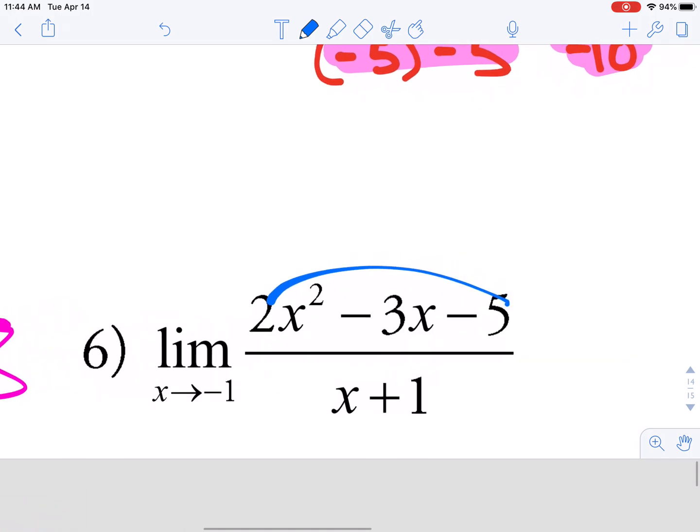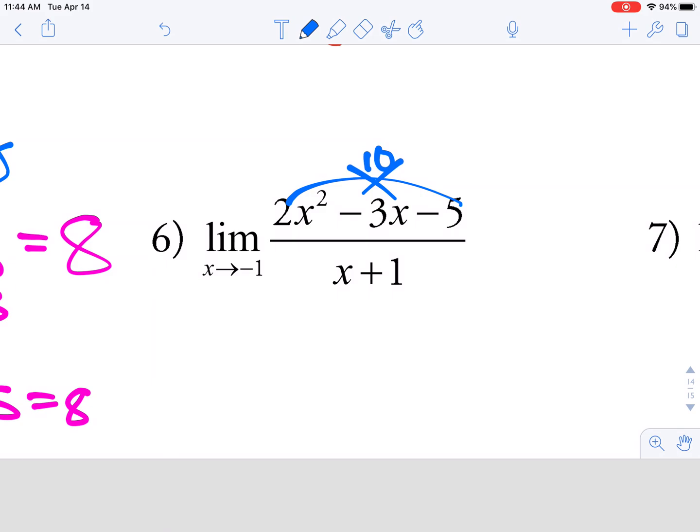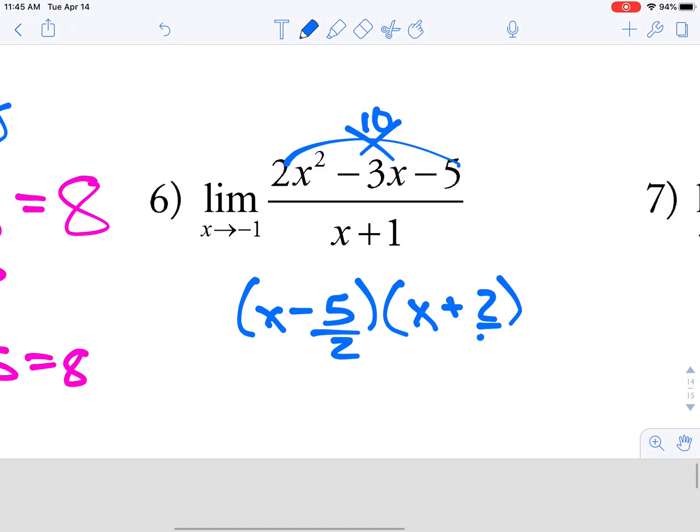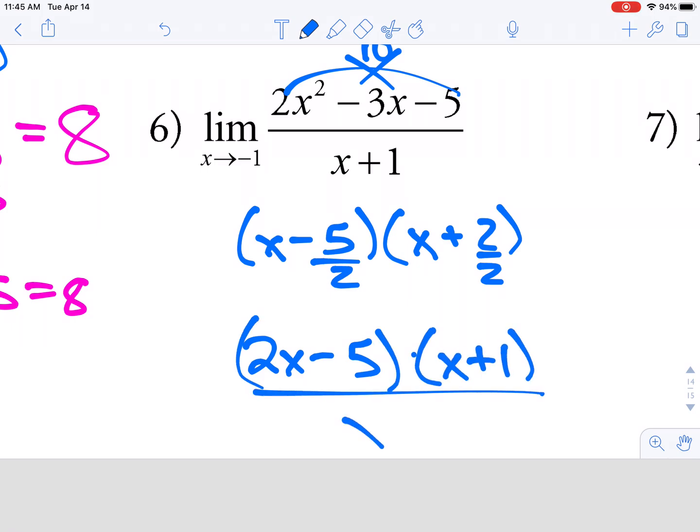So here again, simplify. So we look for factors of 10 that add up to -3. So we get x minus 5, x plus 2. We have to divide both of these by 2. So we get the factors of 2x minus 5 and x plus 1, all over x plus 1.